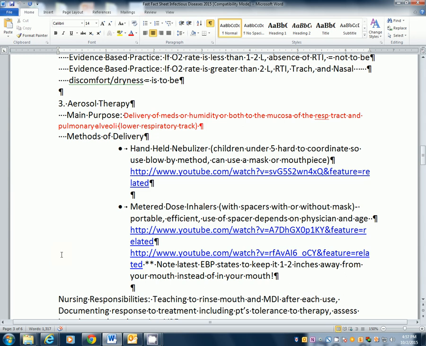Aerosol therapy, the main purpose is to deliver meds or humidification, or it could be to deliver both to the mucus of the lower respiratory tract. Methods can be handheld nebulizers. Children under 5 are hard to control, so we use what we call the blow-by method. You can also use a mask or a mouthpiece, and I've given a YouTube here for you to watch.